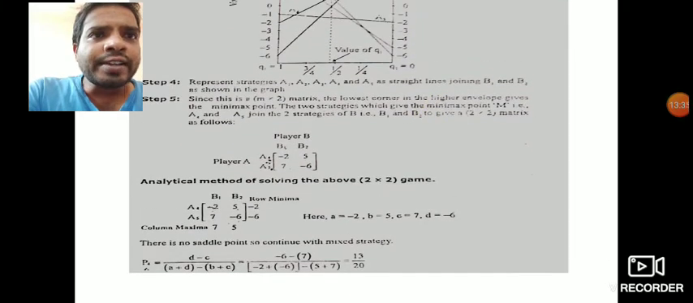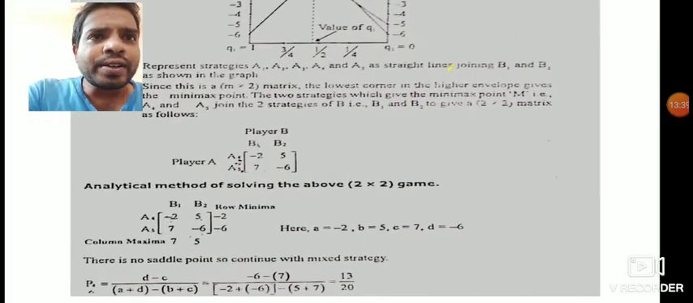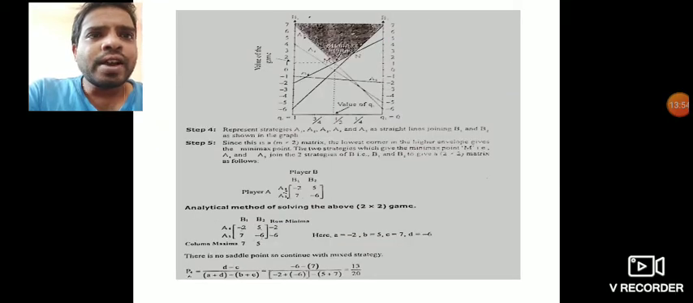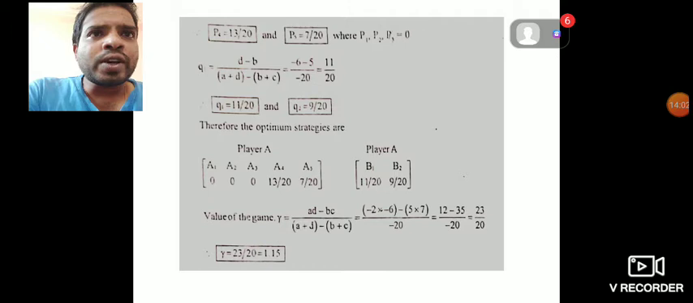For the A4 and A5 lines, write down the B1 B2 matrix. A4 is -2, 5 and A5 is 7, -6. You can pick those elements from the original matrix for B1 and B2, and apply the analytical method. Find the values P4 and P5, and for B1 B2, Q1 and Q2. We are getting P4 value as 13 by 20 and P5 as 7 by 20. Now Q1 is 11 by 20 and Q2 is 9 by 20.